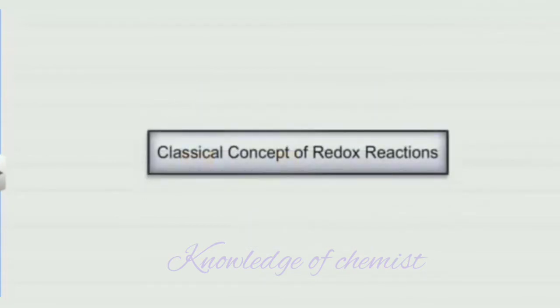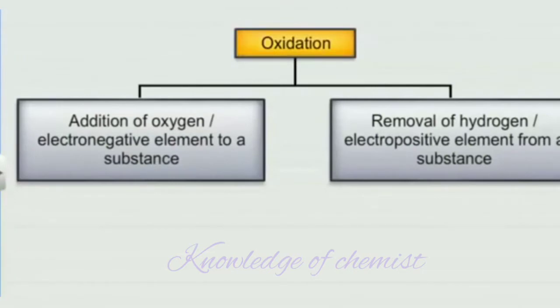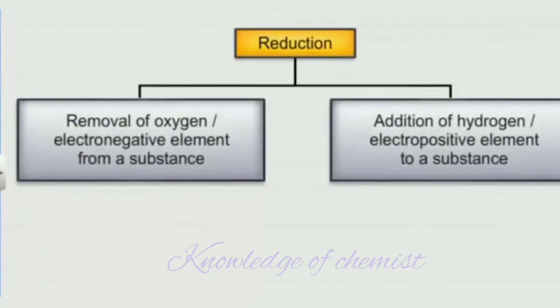In earlier days, scientists came up with the classical concept of redox reaction. According to it, oxidation is defined as addition of oxygen or an electronegative element to a substance, or removal of hydrogen or an electropositive element from a substance. Reduction is opposite to oxidation. Hence, reduction is defined as removal of oxygen or an electronegative element from a substance, or addition of hydrogen or an electropositive element to a substance.